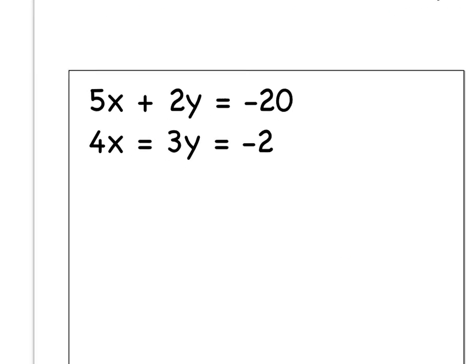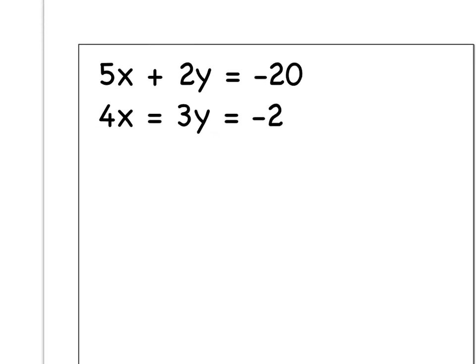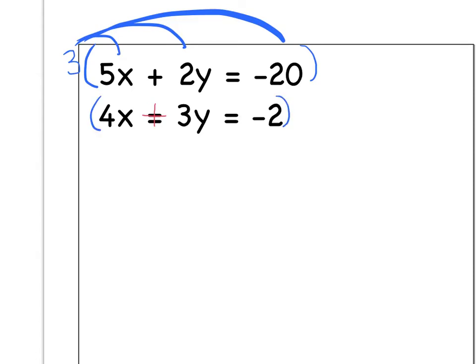Now there's no easy way to create opposites on this one. What I want you to do is turn this to a plus sign. So what you're going to have to do is multiply both the top and the bottom by something to create opposites. So I'm going to take this top one and multiply it by 3. And I'm going to take the bottom one and multiply it by a negative 2, because that would create opposites with our y's.